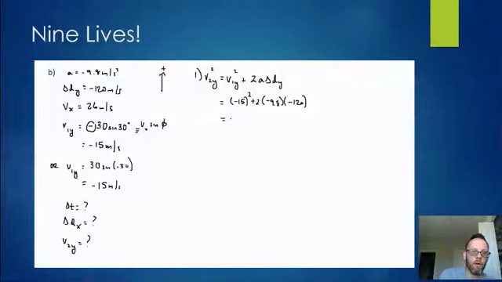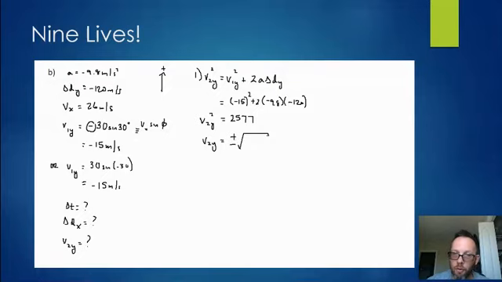So V2y squared, we can work that out. 15 squared plus 2 times 9.8 times 120. So for V2y squared we get 2,577. Now we have to be careful here. This is V2y squared. There are two numbers that when you square them give you 2,577. One of them is the positive root of 2,577, and one is the negative root. So you have to be careful using this method that you choose the correct sign.